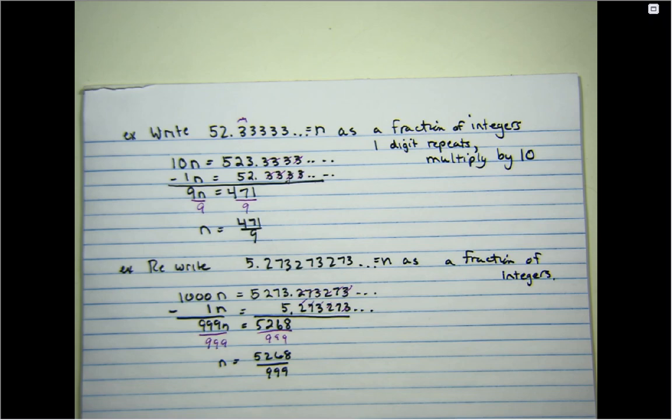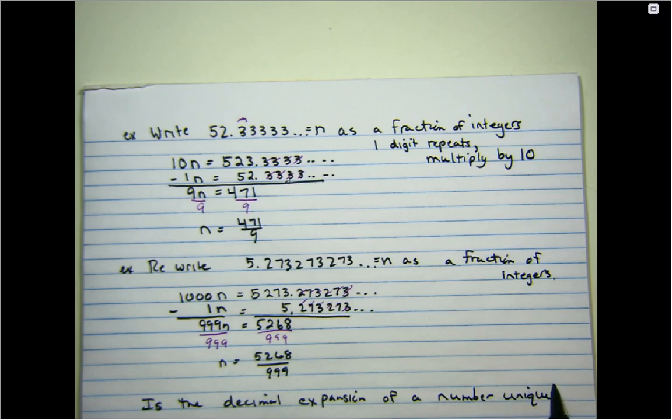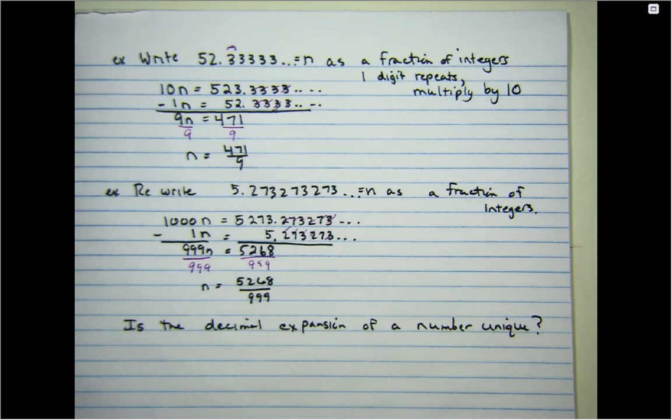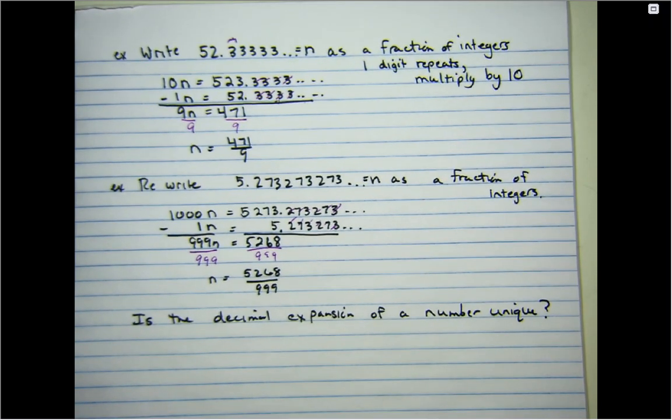Okay, then I'm going to ask you, is the decimal expansion of a number unique? In other words, when you have a number written in its decimal form, whether it's rational or irrational, is there another way to write it, or is that it? Was there just the one way to write it?